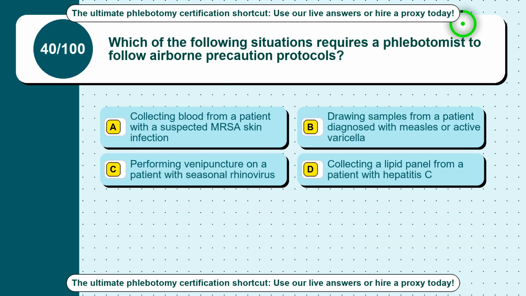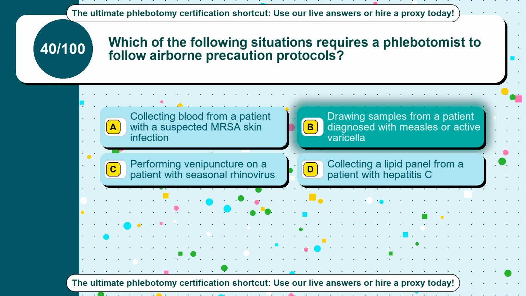Question 40. Which of the following situations requires a phlebotomist to follow airborne precaution protocols? Option A. Collecting blood from a patient with a suspected MRSA skin infection. Option B. Drawing samples from a patient diagnosed with measles or active varicella. Option C. Performing venipuncture on a patient with seasonal rhinovirus. Option D. Collecting a lipid panel from a patient with hepatitis C. The correct answer is option B.